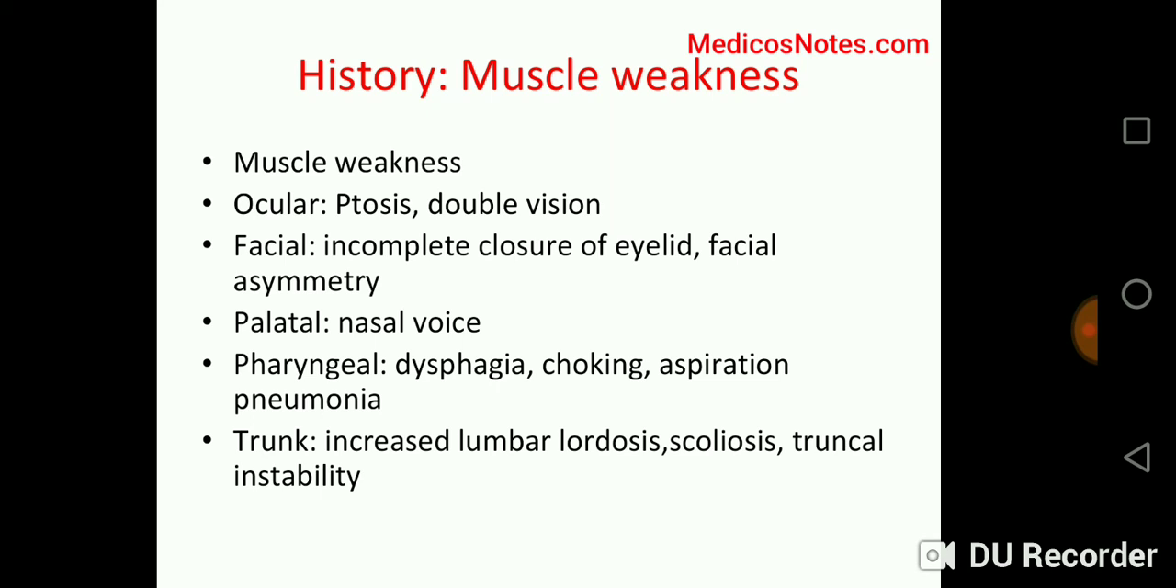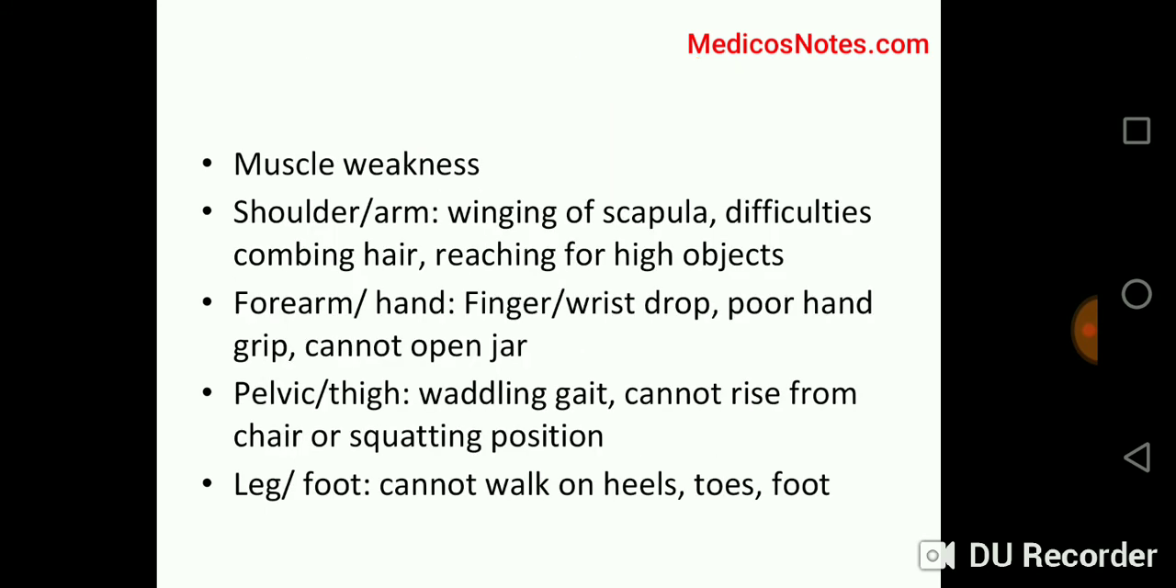Weakness of the truncal muscles will lead to lumbar lordosis, scoliosis and truncal instability. Shoulder or arm muscle weakness produces winging of the scapula and difficulty in combing hair. Forearm or hand muscle weakness produces finger or wrist drop. Pelvic or thigh muscle weakness produces waddling gait, so that the patient cannot rise from a chair or squatting position. Leg or foot muscle weakness produces foot drop. The patient cannot walk on heels.